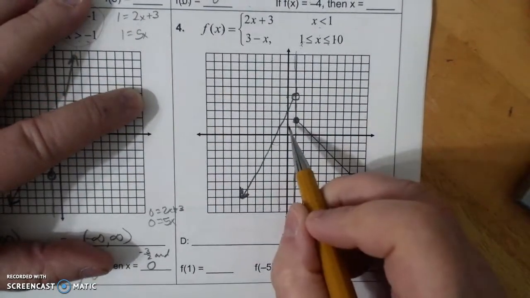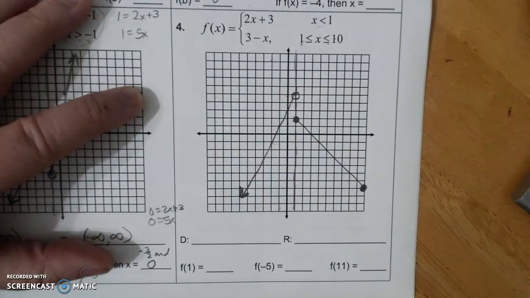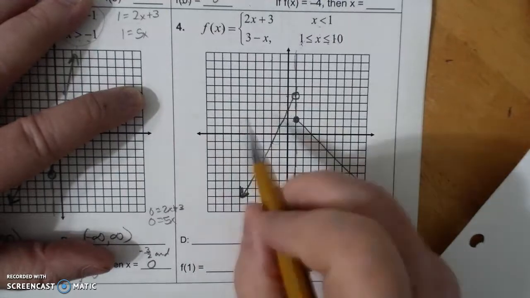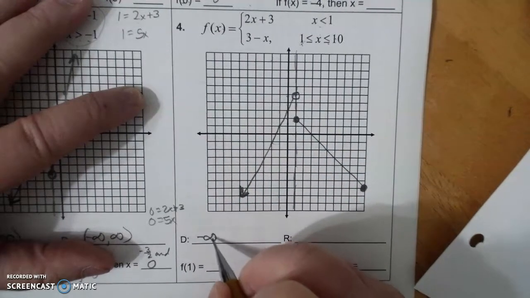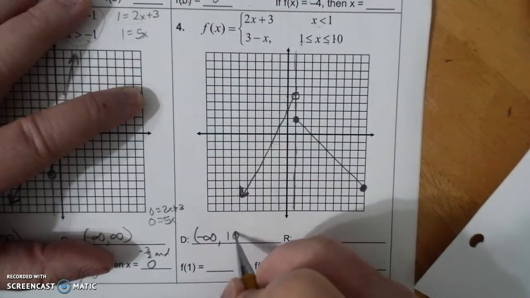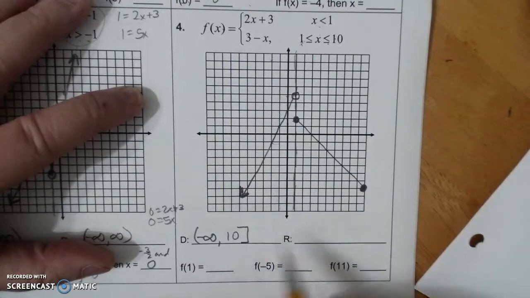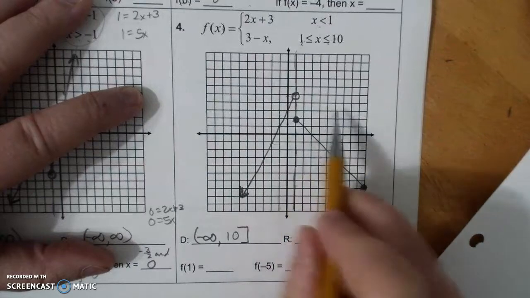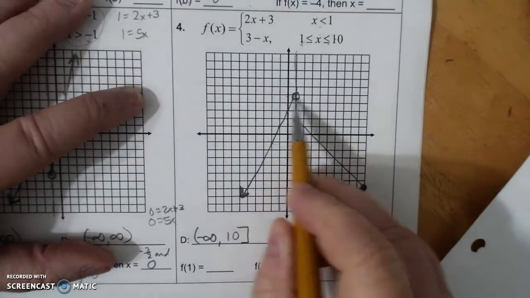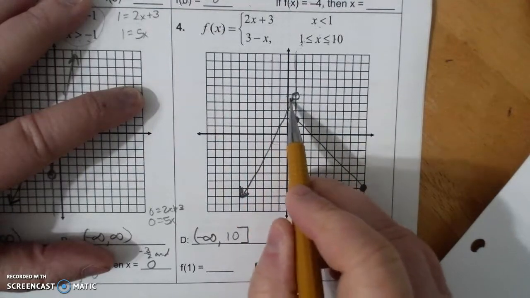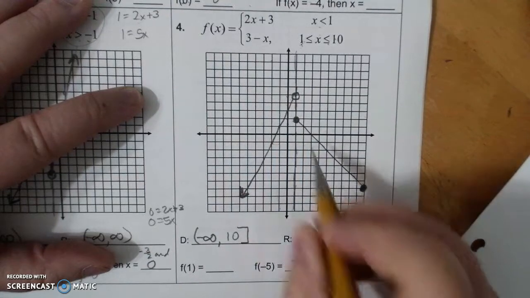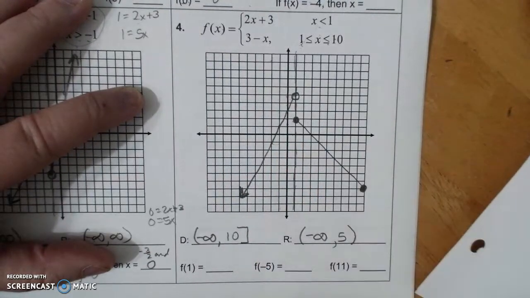Okay, so domain is, I can be anywhere in the negatives, but it stopped at 10. And the range can go as low as I want, but nothing was above the 5. But the 5 was also an open dot, so it gets a parenthesis.